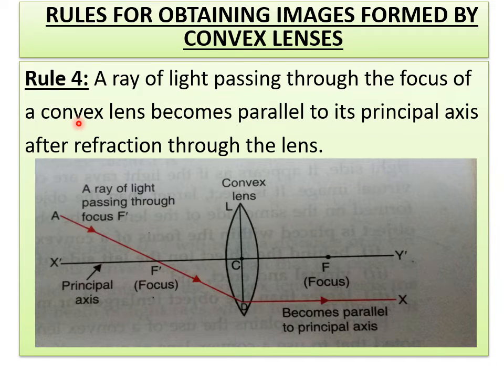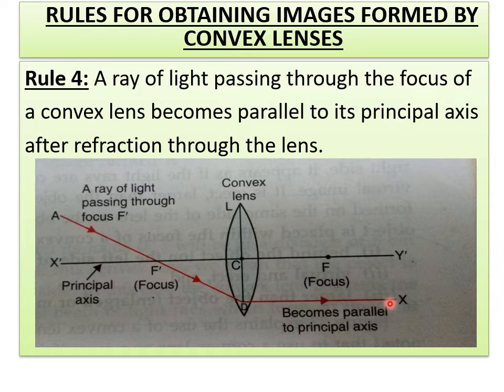Now when you come to rule 4, what is this? A ray of light passing through the focus of a convex lens becomes parallel to its principal axis after refraction through the lens. If you see here, this is your lens, as usual. This is the F1 point and this is the F2 point. A ray passing through this focus becomes parallel after refraction. I hope you have understood this rule. So these are the 4 rules we have studied.